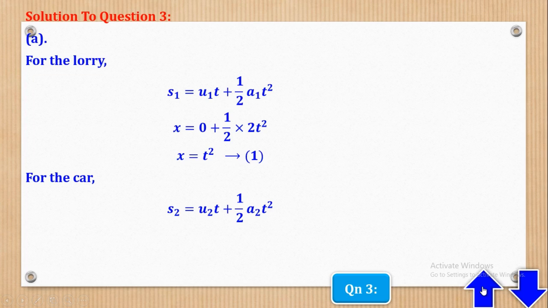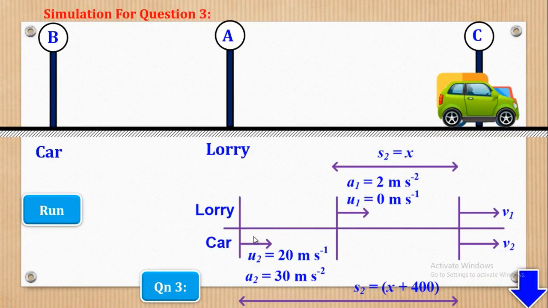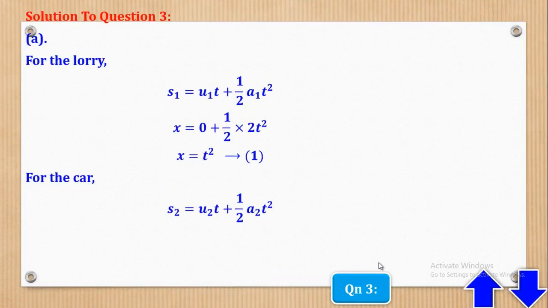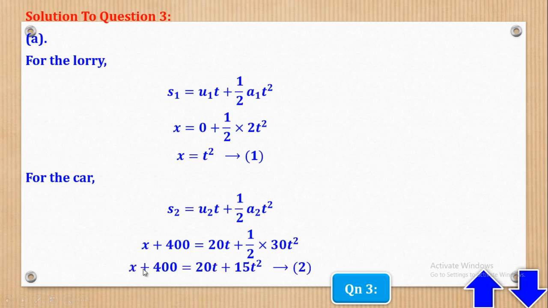So when you go back to our simulation, you realize that S2 is X plus 40, U2 is 20, and A2 is 30. So let's substitute that in equation 2. When you substitute, we are going to come up with X plus 400 being equal to 20T plus a half times 30T squared. And when I simplify, I'll come up with X plus 400 being equal to 20T plus 15T squared, and that is equation 2.